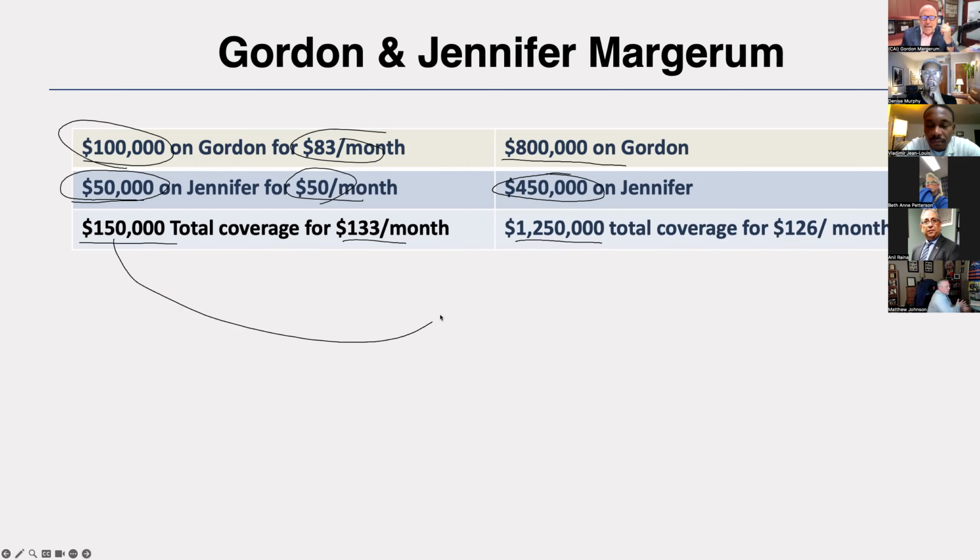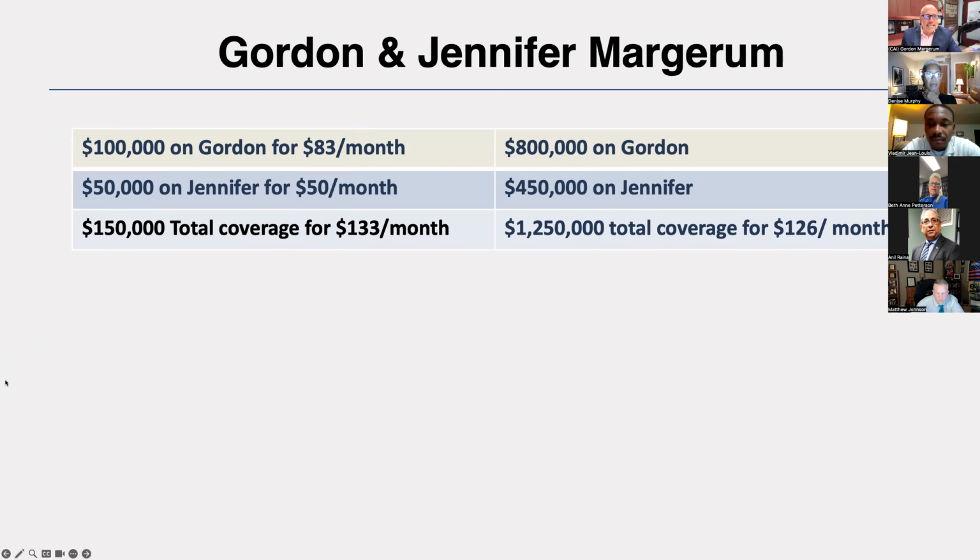Now just think about that. If you could show people how to go from 150 to $1.2 million in coverage, and you could cut their insurance costs, isn't that a compelling argument to do business with us? Definitely. Every single time.